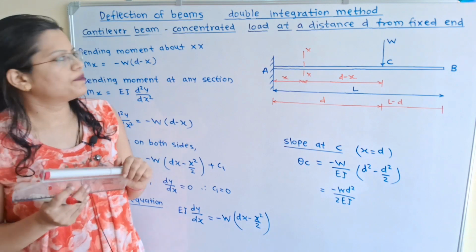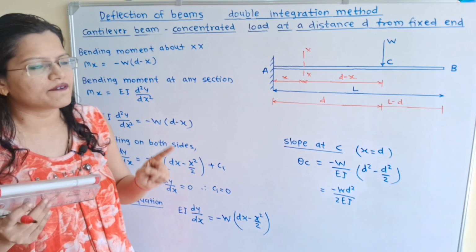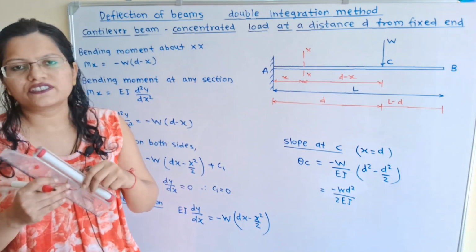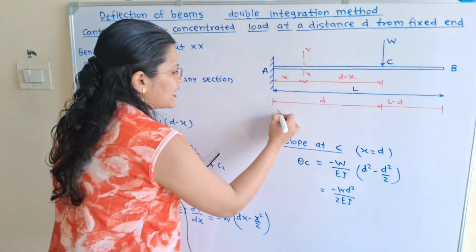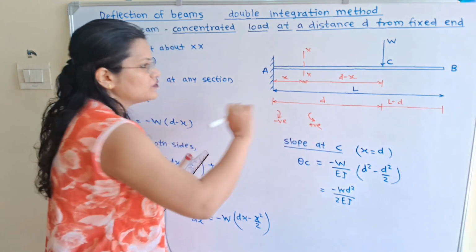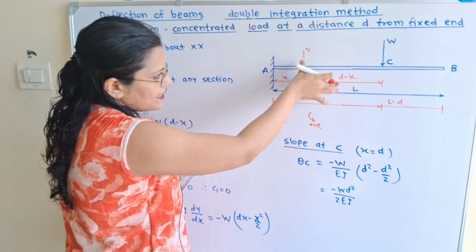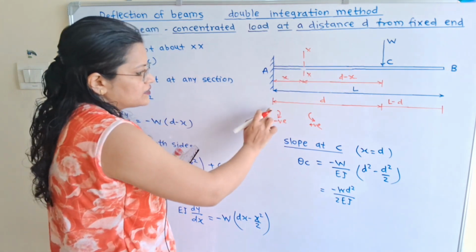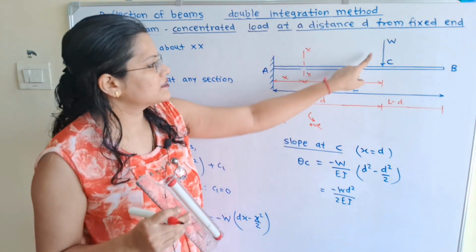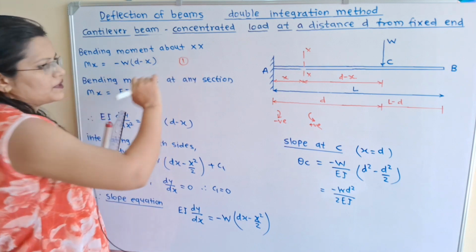Now we will find out the bending moment about the section XX. So we know that bending moment is equal to load multiplied by the distance. If the direction of this moment is clockwise, use a negative sign, and for anti-clockwise direction use a positive sign. So if I move about the section XX in the direction of W, that is in the downward direction, then it is clockwise. So we will take bending moment equals minus W multiplied by (d minus x). This is equation number 1.